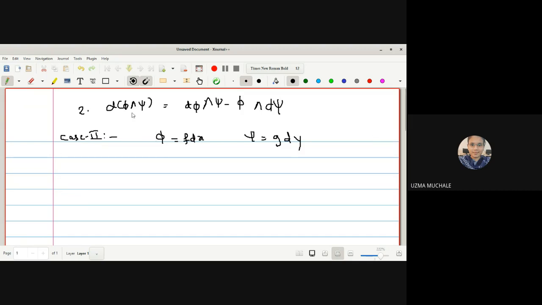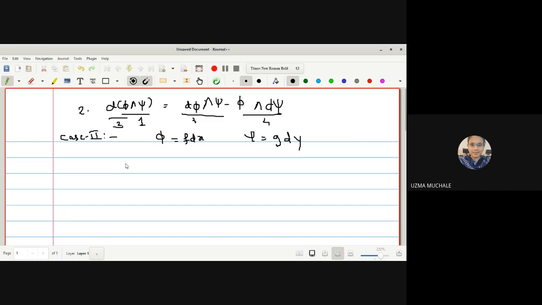Okay, so how many terms do we have to calculate? First, we will calculate this one. Then we will calculate d phi wedge psi. Then we will calculate this term. Okay, this is your second term. This is the third one and the fourth one. And we'll take equation 3 minus 4. Then we will get the result. Okay, so let me start with the first one.